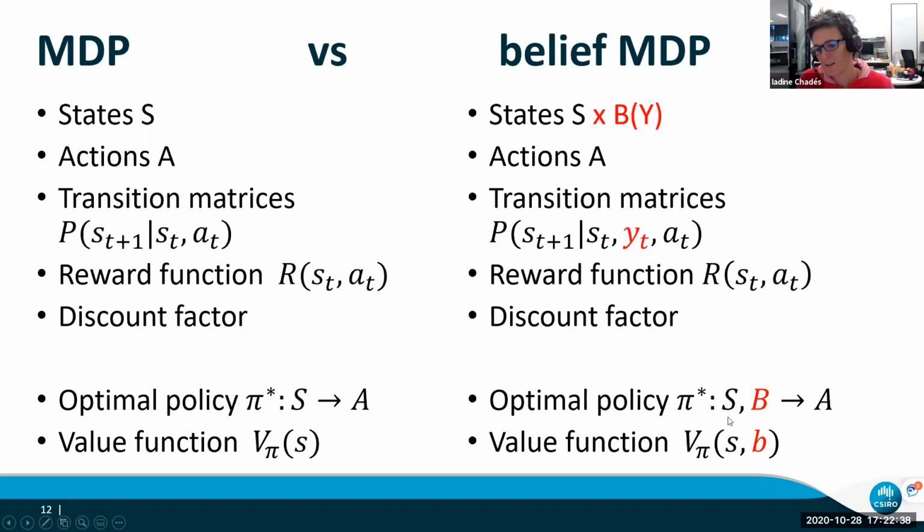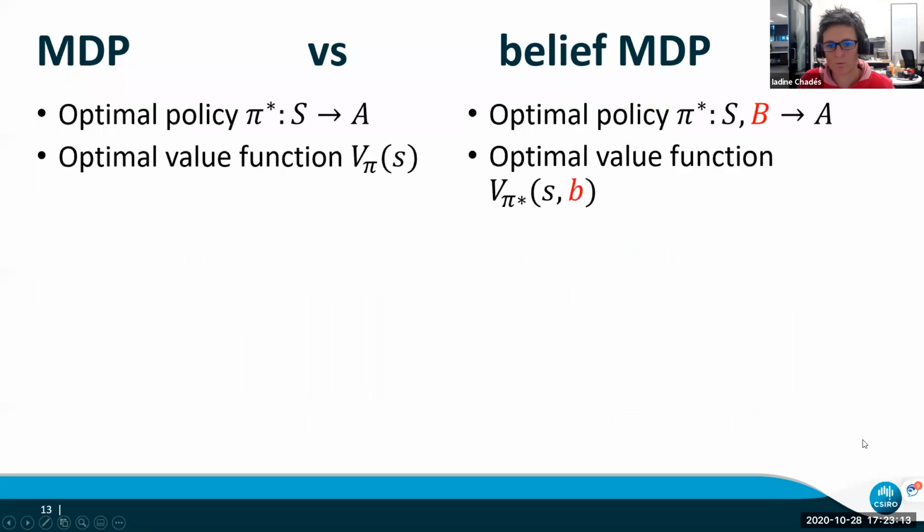The optimal policy is a function of S and B, and it maps to an action A. Our value function, our expected performance of a given policy or strategy, is now a function of S and our current belief. S is finite, and B takes an infinite number of values, so it's a continuous state space. So here's our issue: it's difficult to evaluate and find the optimal action when we have a continuous variable.